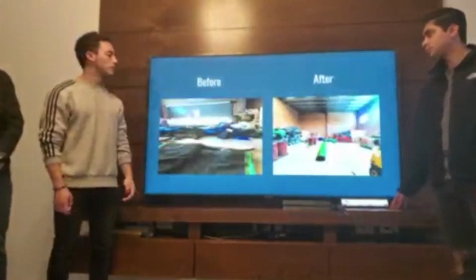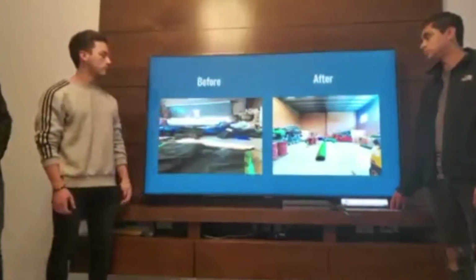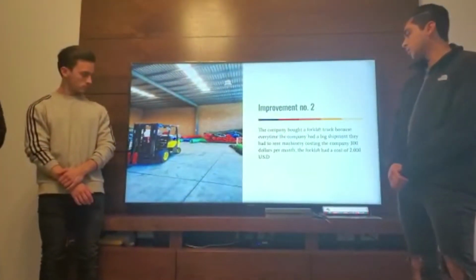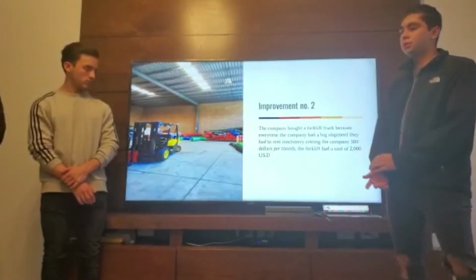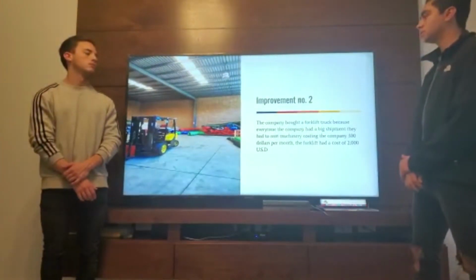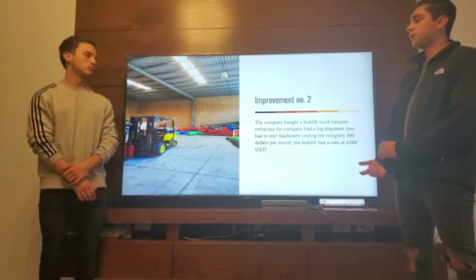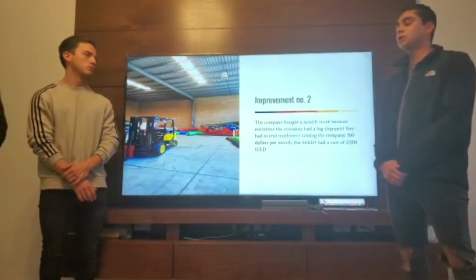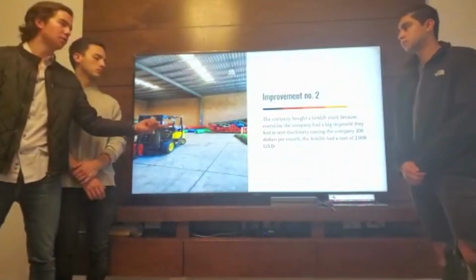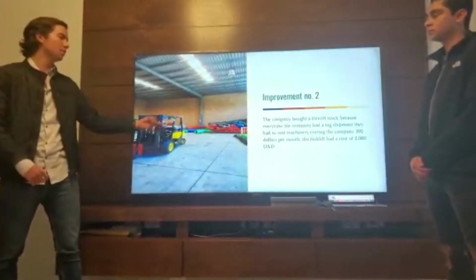And here are some pictures so you can appreciate how the warehouse was and how it's now. In the improvement number 2 that we did, the company bought a forklift truck because every time the company had a big shipment, they had to rent a machine that cost $300 per month, and they had to invest and buy their own forklift that cost the company $2,000. And with this improvement, the return of investment is in 7 months due to the cost of $300 per month. It's only 7 months.